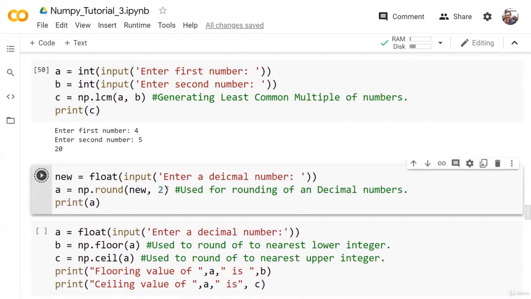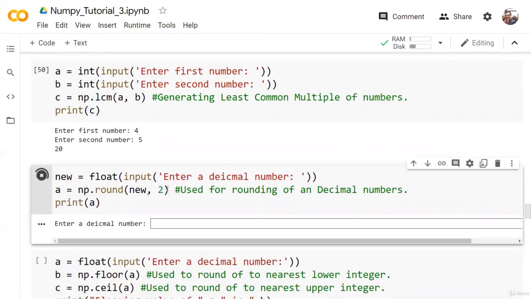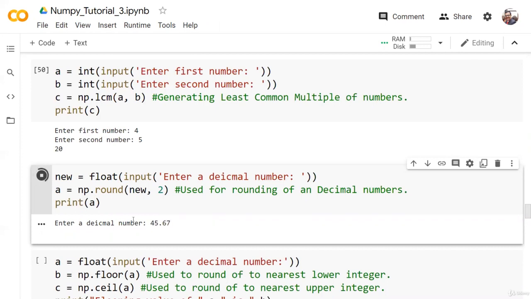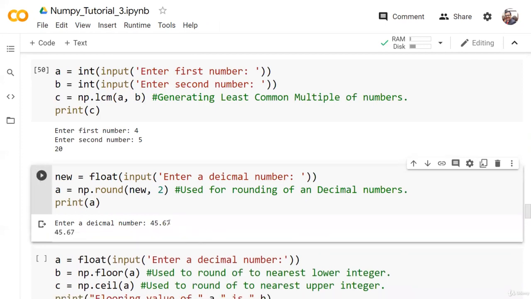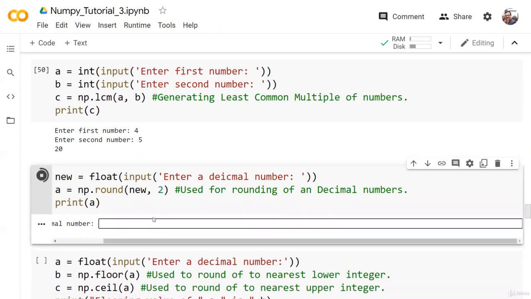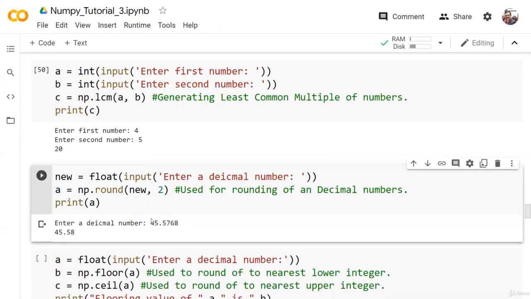You can round off the value which is given by the user. Suppose that your bill is 45.67. You can just round off to 2 digits. Just press enter, your answer will come. Okay, so I have taken 2 digits itself. So you can take 45.674 like this. Press enter. It's going to round off this way.